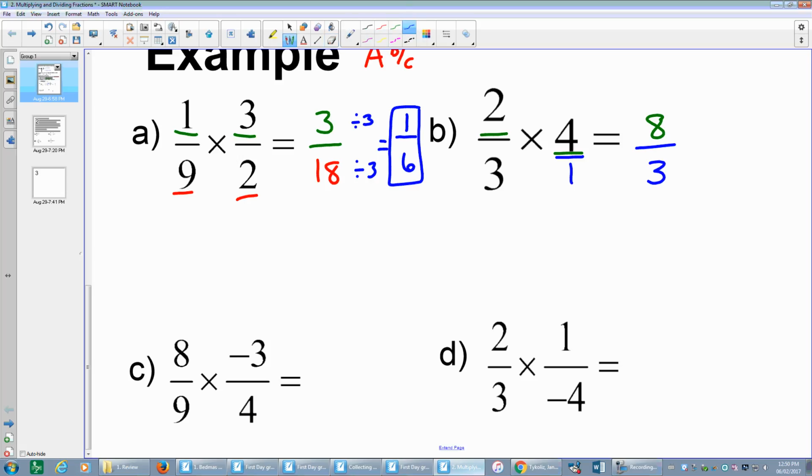My next example here, again, I'm going to start off with my numerators. So I have a negative sign, not a big deal. 8 times negative 3. So you would, again, type that into your calculator. 8 times negative 3 gives you negative 24 over, I take the denominator. So those bottom numbers, 9 times 4. 9 times 4 gives me 36.